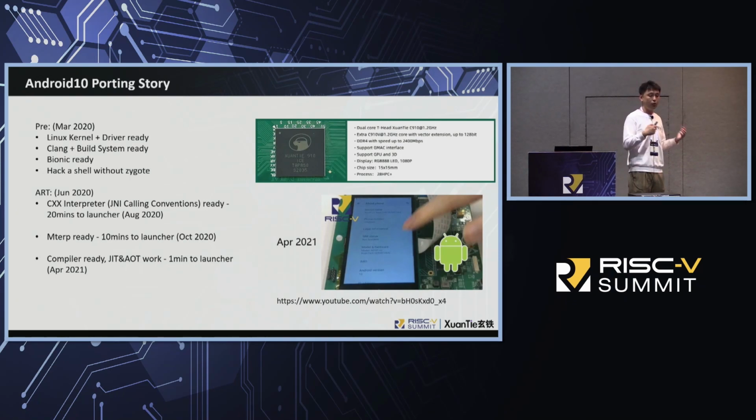So we put in the mterp, and when we finished the work, it reduced to 10 minutes. Yeah, and that finished in August. And in April 2021, we finished the compiler. That was a hard start, tough work. And when the compiler was ready, the JIT and AOT could all work. That reduced the boot time to 1 minute to the launcher.